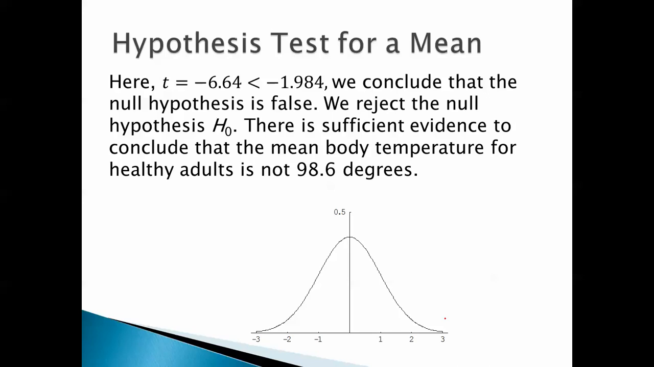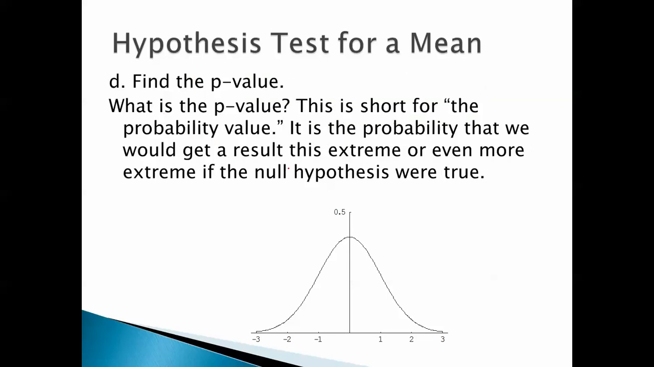Okay, here t equals negative 6.64, which is a lot less than negative 1.984. So we conclude that the null hypothesis is false. We reject the null hypothesis. There is sufficient evidence to conclude that the mean body temperature for healthy adults is not 98.6 degrees.